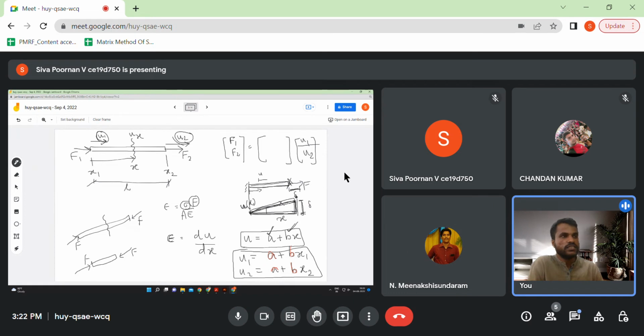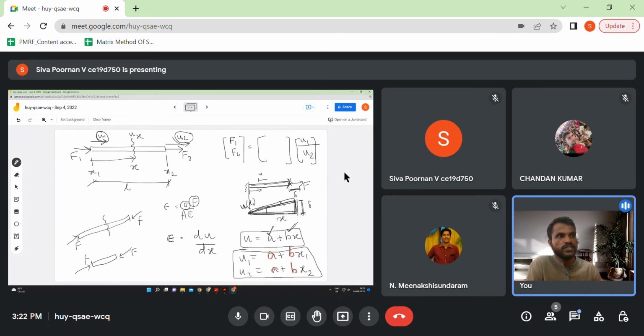So this triangle has nothing to do with the actual deflected shape. It's not the deformed shape of the bar. It shows the variation of displacement with respect to the span. I just wanted to say that it is linearly increasing. That is why I had drawn this graph.